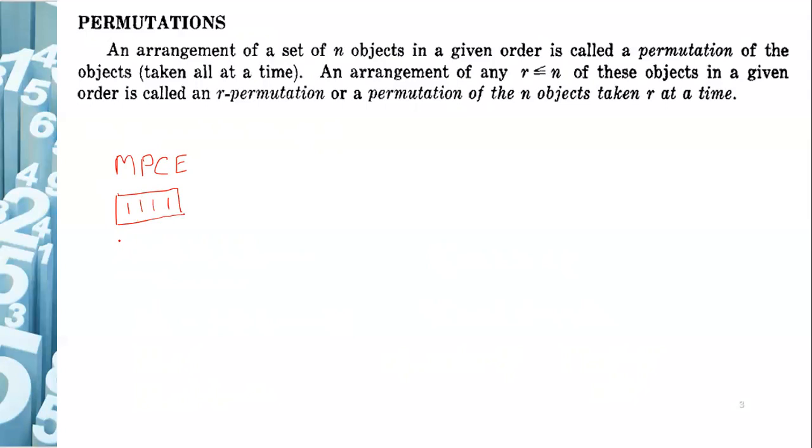You can keep mathematics, physics, chemistry, and then engineering mechanics, or otherwise M, P, E, C, or you can start with C, E, M, P, and so on. There are different ways of keeping these four books in a shelf. These are the meaning of arrangement: first keeping maths, physics, chemistry, engineering mechanics, or maths, physics, engineering mechanics, and chemistry, like that. These are called arrangements.